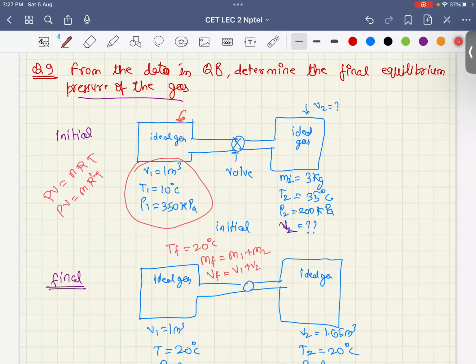If you want the R' value, I will give you the R' value. R' is 0.287 kPa meter cube by Kelvin into kg. With this, you should be able to solve for the mass in this. Just try it once and let me know what mass you are getting.